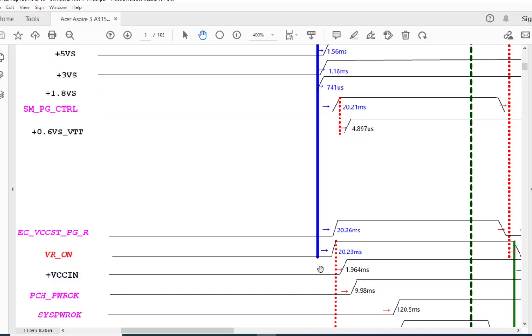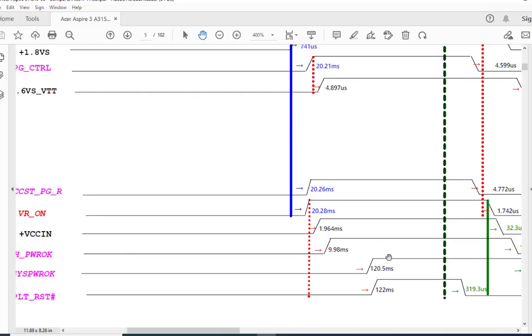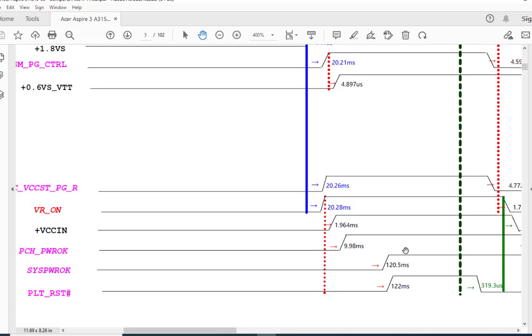VR on signal turns on the CPU core voltage, that is called VCC in. Then when all the powers are generated, the PCH is going to turn on these two signals called PCH power okay and system power okay. PCH power okay means all power okay, and system power okay also means all power okay, including the CPU core voltage. Both signals are 3 volt and given to the PCH, that means the CPU, because in this diagram the CPU and the PCH are combined.